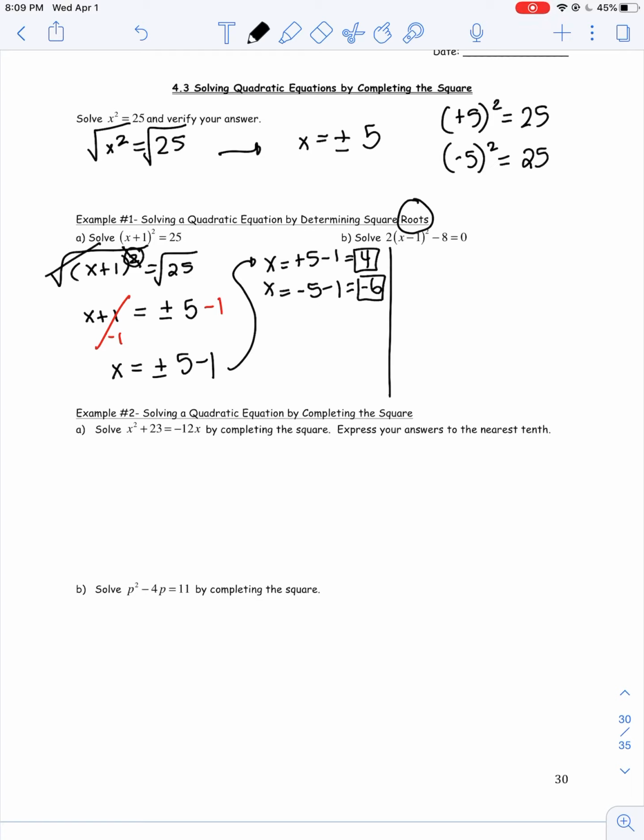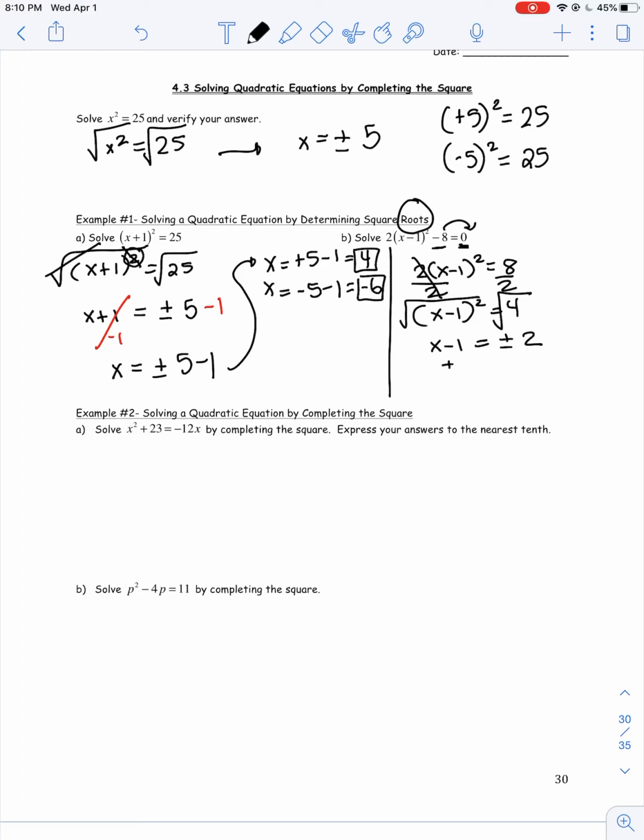Example B, same idea, but we have a 0 on the right side, so we're going to have to move that subtract 8 to the other side first. We're going to have to go 2x minus 1 squared equals, instead of negative 8, we're going to have positive 8. Then we're going to have to divide by 2, which is your a value. That's going to divide to both sides, leaving you with x minus 1 squared equals 4. Now we're going to have to square root both sides, leaving us with x minus 1 equals positive negative 2.